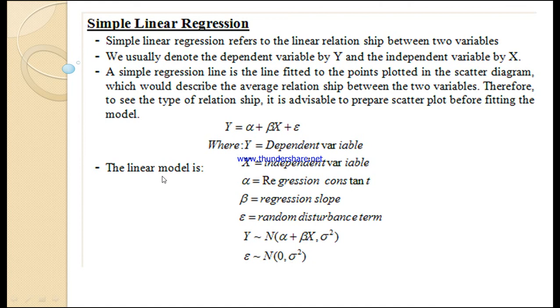The linear regression model is stated by this equation: y is equal to alpha plus beta times x plus e, where y is the dependent variable, x is the independent variable, alpha is the regression constant, beta is the regression slope, and e is the random disturbance term.